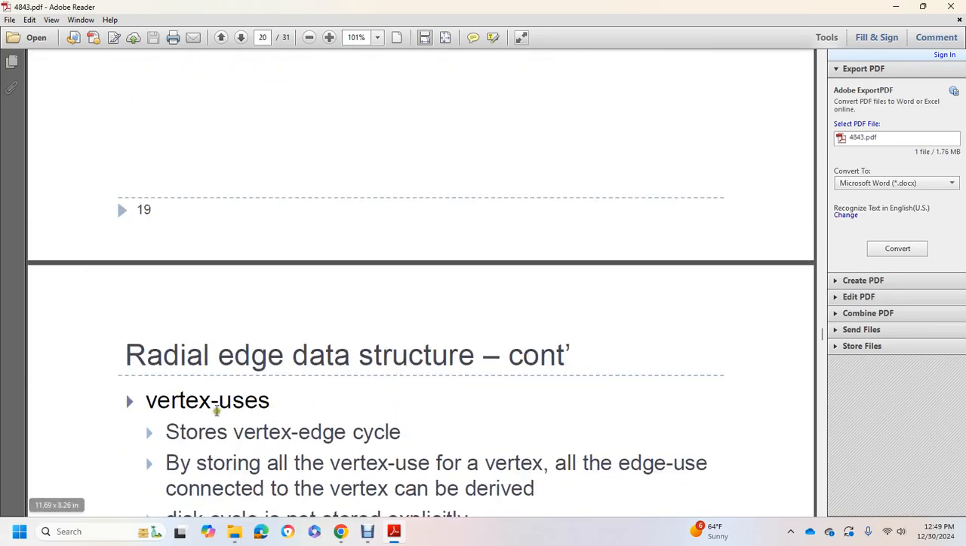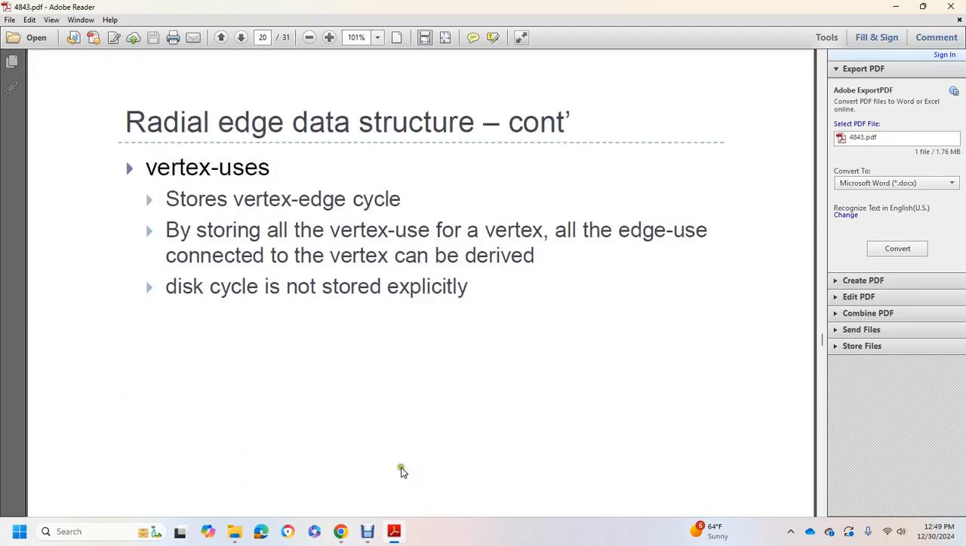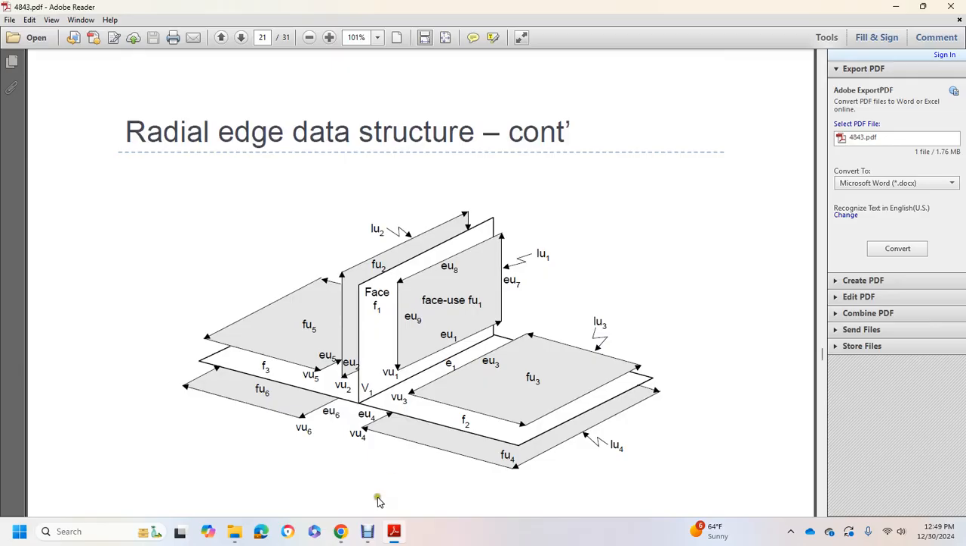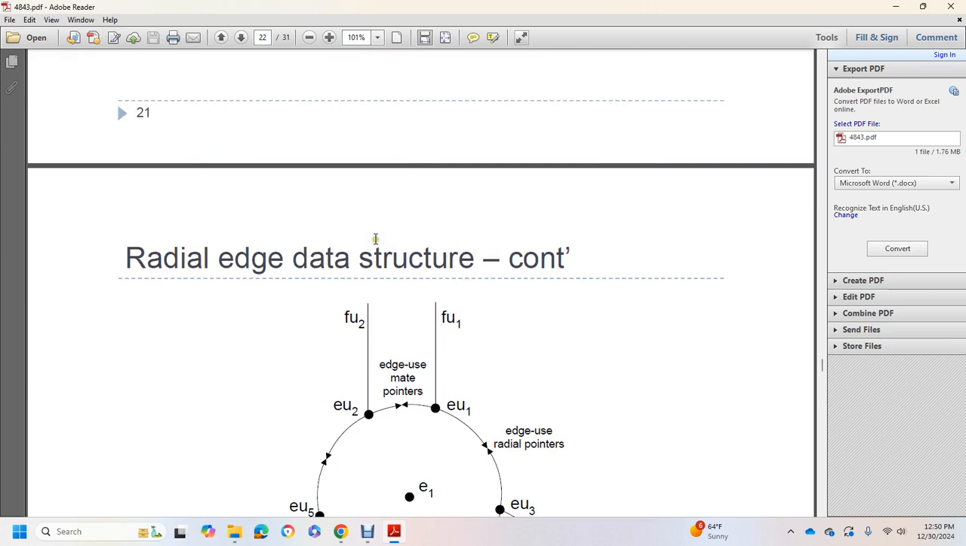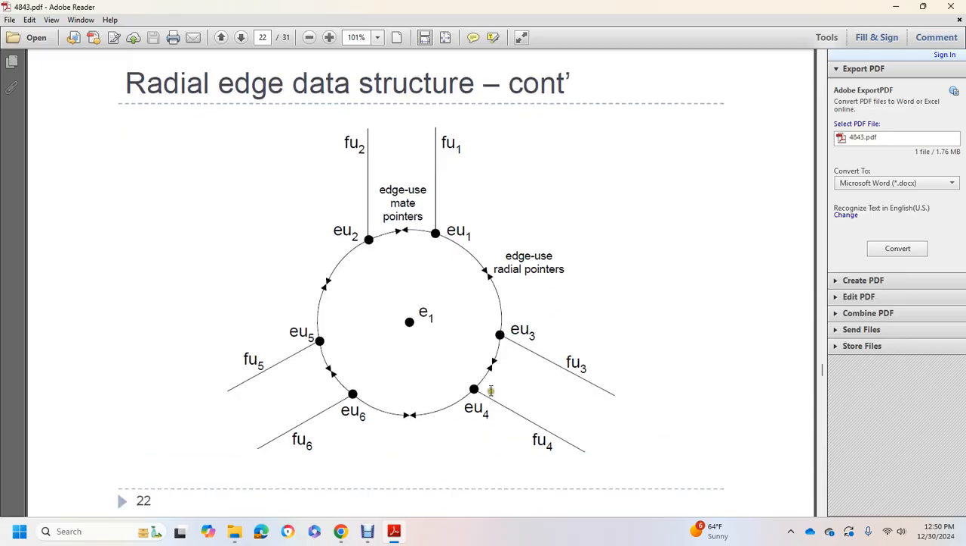Radial edge data structure, continued. Vertex use stores the vertex-edge cycle by storing all vertex uses for a vertex. All edge uses connected to the vertex can be derived. The disk cycle is not stored explicitly. This shows the radial edge data structure continued, with the edge use, face use, edge use mate pointers, and edge use radial pointers.